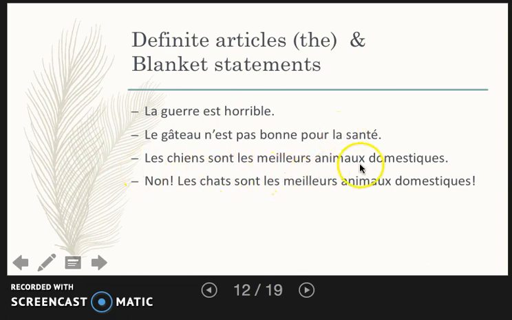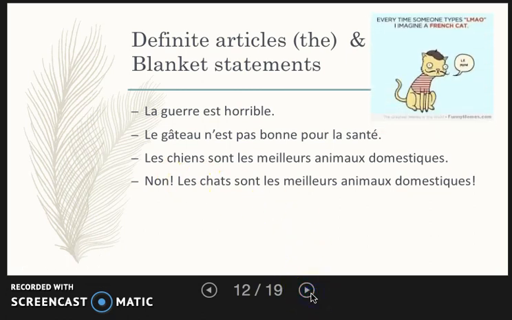Les chiens sont les meilleurs animaux domestiques. The dogs are the best pets. No, les chats sont les meilleurs animaux domestiques, which is, I forgot I added that, the. Okay, so again, we're going to use that for blanket statements. And sometimes I tell my students that if you're talking about something in general, we always use the. And French people use it way more than in English. So I would joke around that the animals themselves might say le miaou. And there was that funny meme for it.